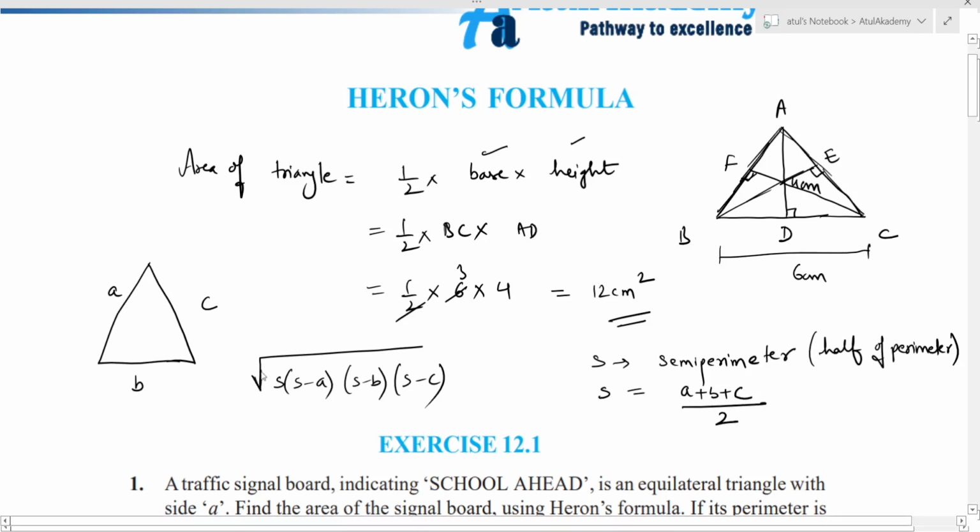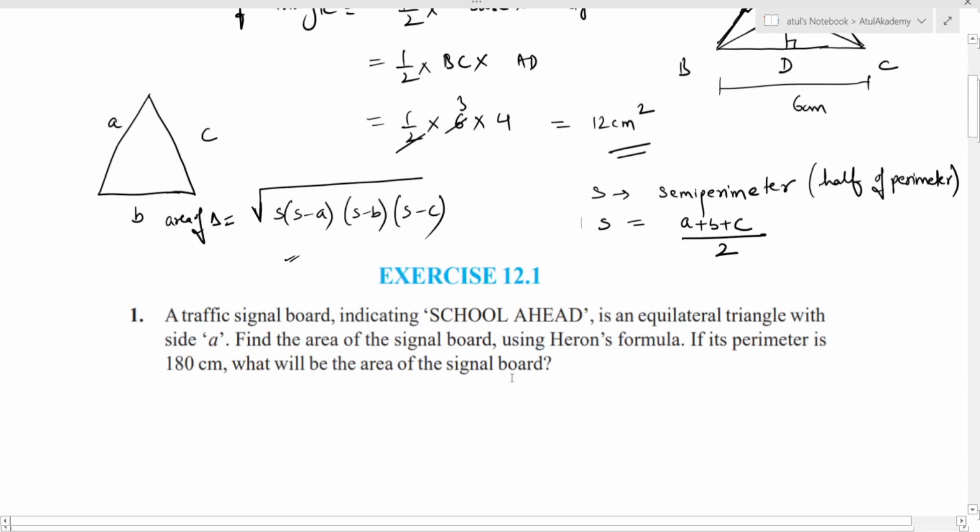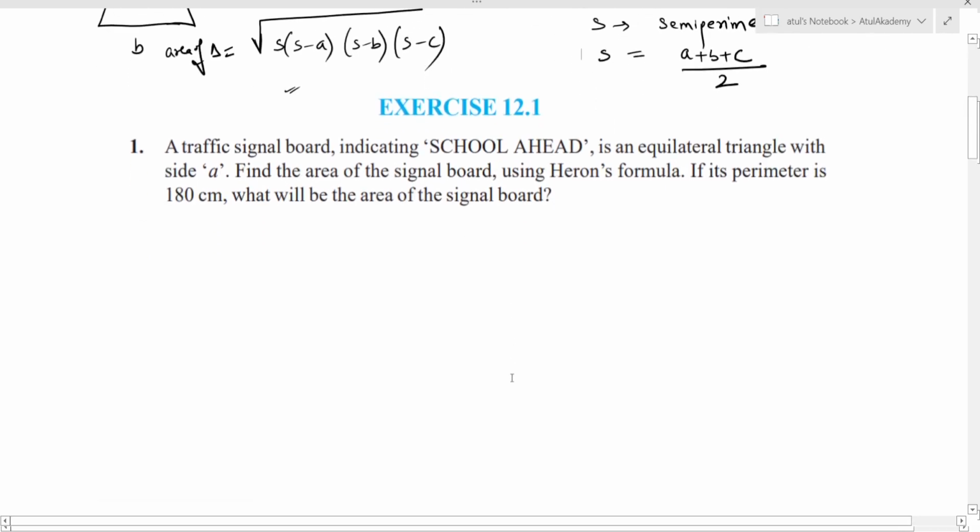Now you need to substitute these over here to get the area of this triangle. Fine. You have to substitute the value of S and the values of A, B, C given, and simplify this root. That's the area of the triangle formula when the three sides are given to you. So we are going to use this formula in the chapter and solve all the questions. Let's start doing the problems. Let's move to exercise 12.1, question number 1.